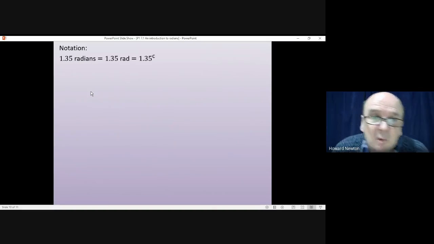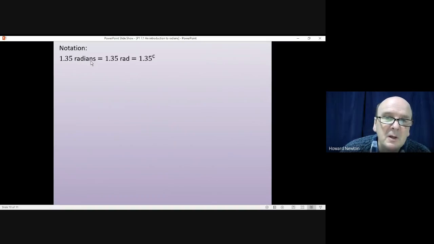A little bit on notation. You know how degrees are written with a little circle that means degrees. With radians, you've got 3 options. You can write 1.35 and you can write the whole word radians if you want to. Quite frequently, that is abbreviated to RAD. That would mean 1.35 radians. And rather like the little circle, which is the symbol for degrees, a little letter C is used for radians. The C stands for circular measure. So 1.35 with a little c above it also means 1.35 radians.